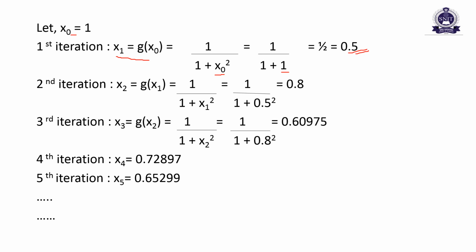Next is the second iteration, x2 is equal to g of x1, that is 1 by 1 plus x1 square. Substitute the value of x1 as 0.5. You will get 0.8. Then x3, x4, x5. You have to find until some 2-3 iterations the outputs are almost similar.